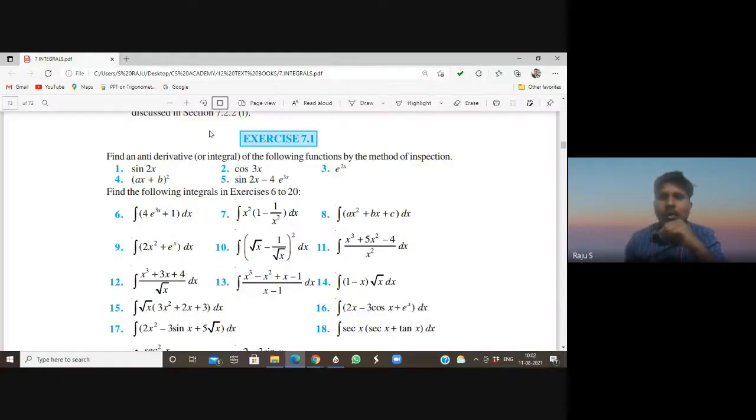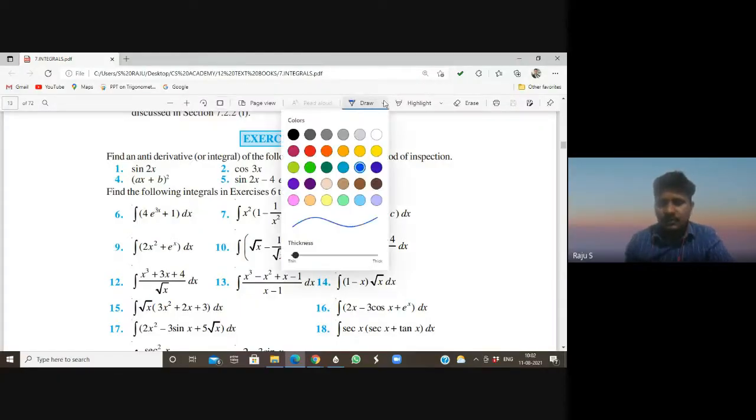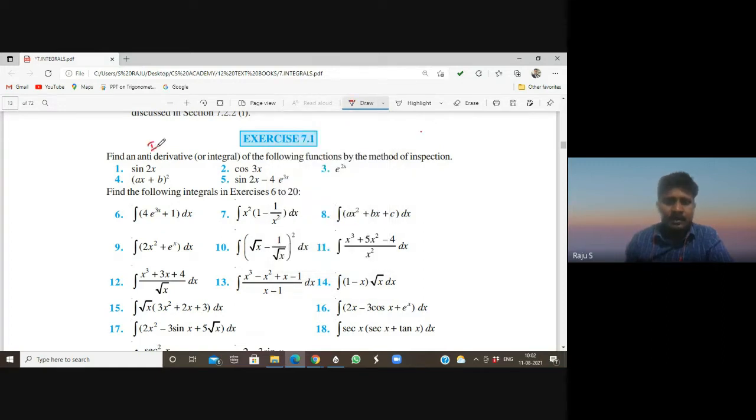Find the antiderivative of the following functions. See students, antiderivative in the sense they are asking the integral of the given function, that is nothing but the original function of the following function, by the method of inspection. Okay, right. See here. So what is the use of this integral calculus? What is the use of integral calculus?